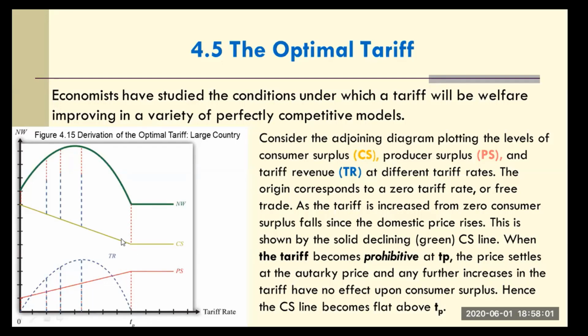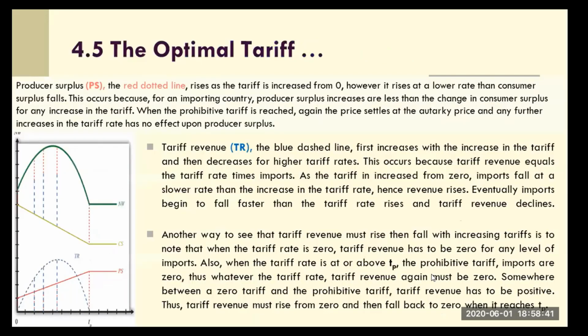So here is the prohibitive tariff. This shows that the solid declining green line is the consumer surplus, declining slowly. The price settles at the autarky price, and any further increase in the tariff has no effect upon consumer surplus. Hence, the consumer surplus line becomes flat above TP. That is the prohibitive tariff. From this onward, it is just becoming flatter.